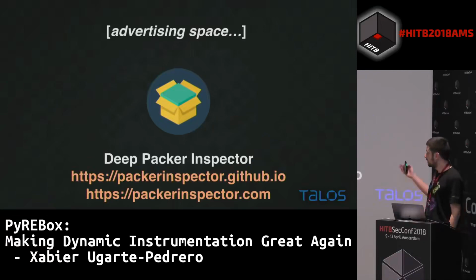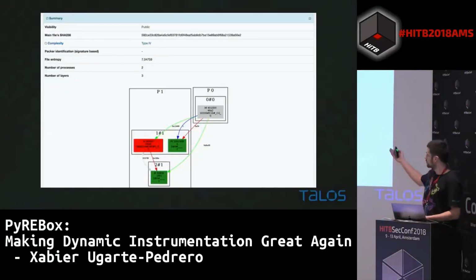And when I was doing my PhD, I developed this framework, this tool named Deep Packet Inspector, which is a tool that allows to dynamically analyze malware samples that are protected by a packer. And it provides a result, a graph like this, that shows the different regions of the packer, how they are unpacked at runtime. It also shows several indicators, like its complexity, different features for different processes and different layers of the packer.